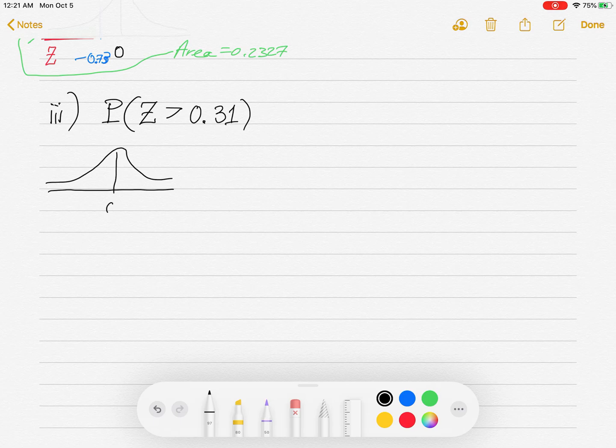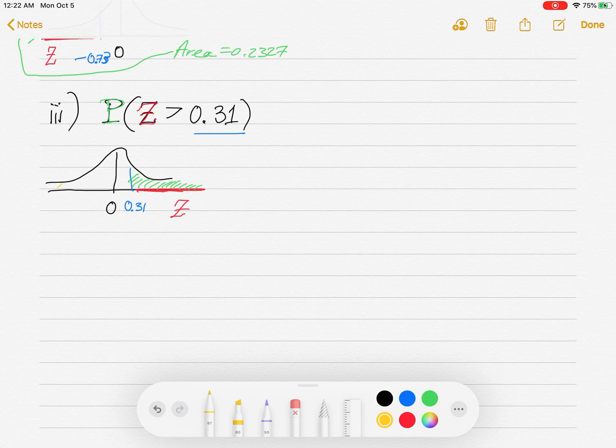So I have a z distribution. Zero's in the center, right? Where's 0.31? Well, it's positive, right? It's a little bigger than 0. And I want my random z-score to be bigger than 0.31. So if it's bigger, it's somewhere up here, right? Z has to be up there. So my probability isn't going to be to the left. My probability, my area, is going to be up here to the right.